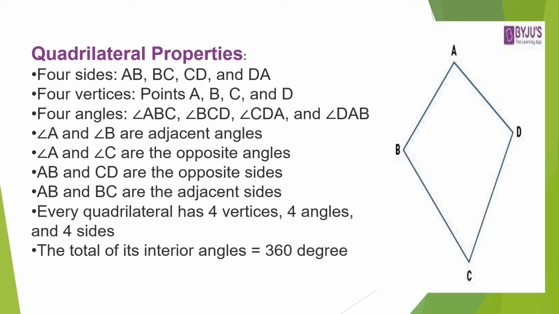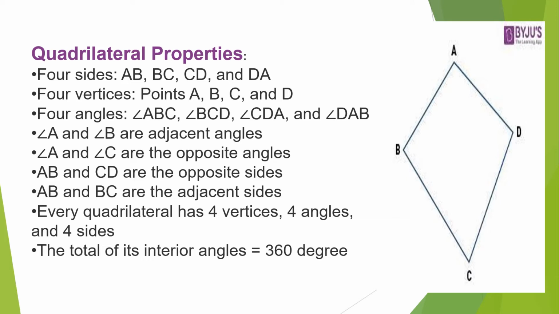Now, if we come to the sides, side AB is opposite to side CD. So AB and CD are the opposite sides. Side AD and side BC are the second pair of opposite sides. There are only 2 pairs of opposite sides.